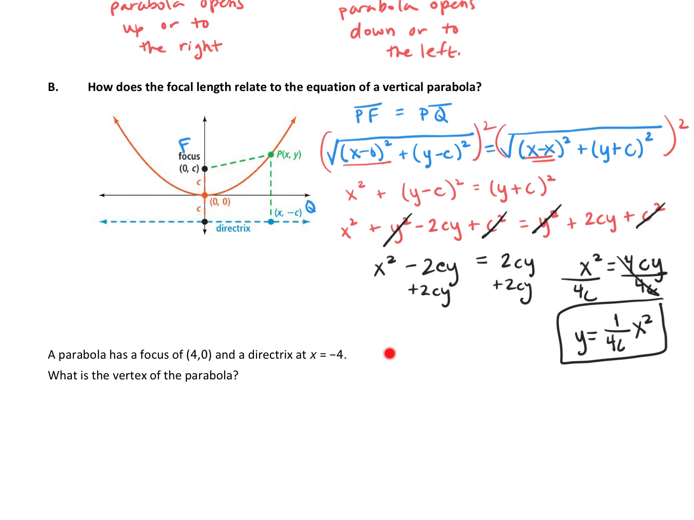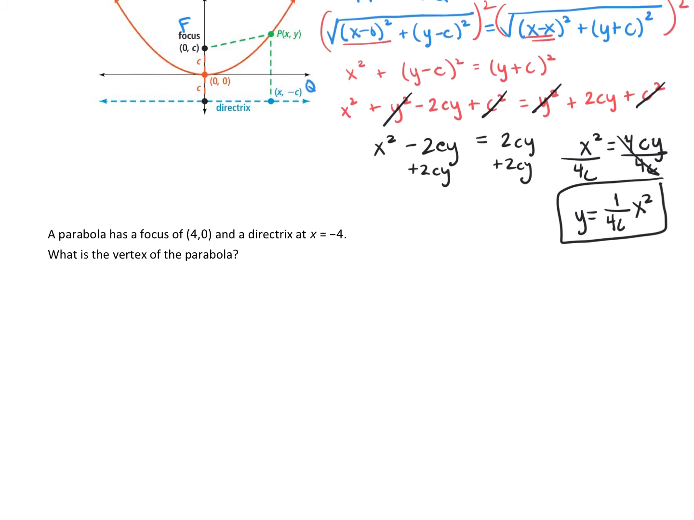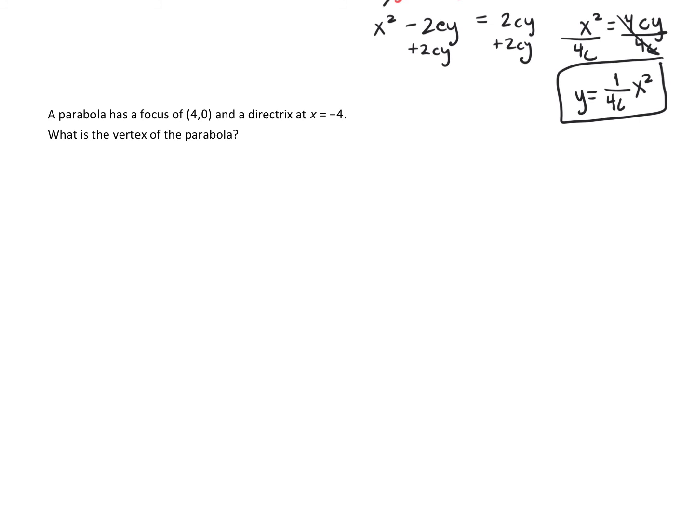All right, our next question. You guys are going to like this one because this one does not involve all that algebra. We're just going to work on understanding what all this is still. What does it look like? How does it all fit together? A parabola has a focus of (4, 0) and a directrix at x equals -4. What is the vertex of the parabola?